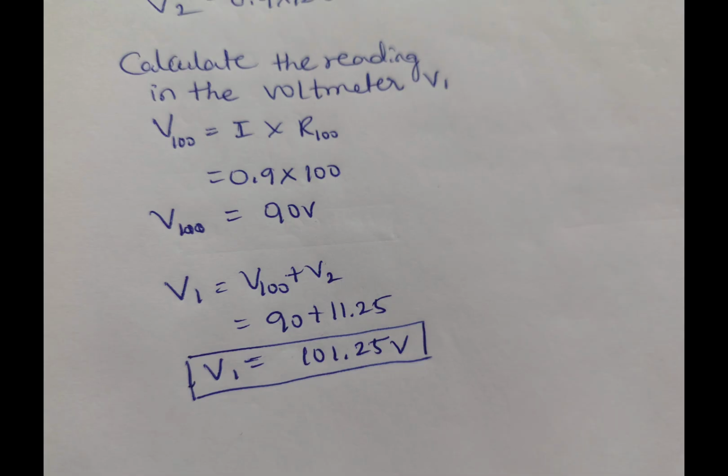By using this V100 and V2, we can find out voltmeter 1. Okay, voltmeter 1 is sum of V100 plus V2. So V100 is how much? That is 90 volt plus V2 is 11.25 volt. So now 90 plus 11.25 volt gives 101.25 volt. So reading of voltmeter V1 is 101.25 volt.